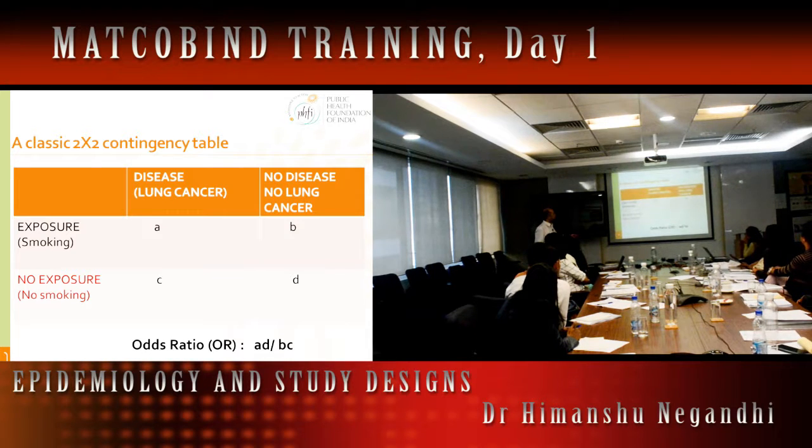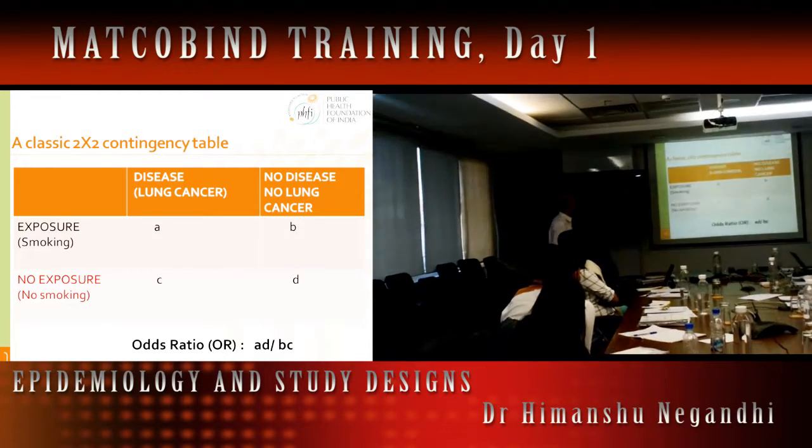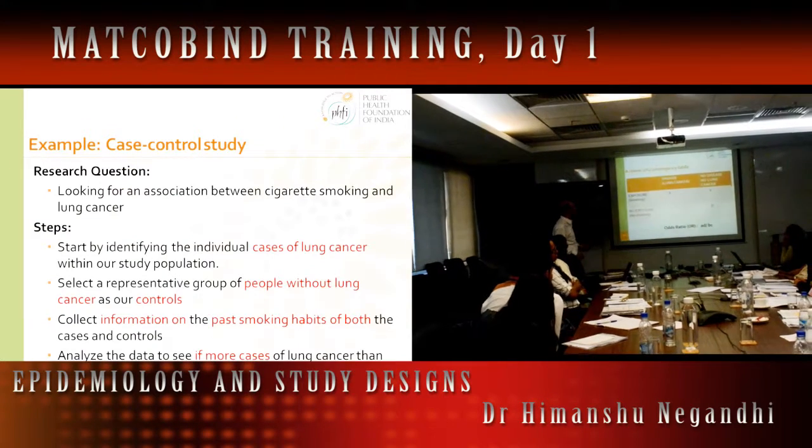We'll come to the previous slide again, in which you create something called a 2x2 contingency table, in which you take the ratio of AD divided by BC, which gives you an odds ratio, which says if the ratio is large, the exposure is more likely to be linked to causing that particular outcome.